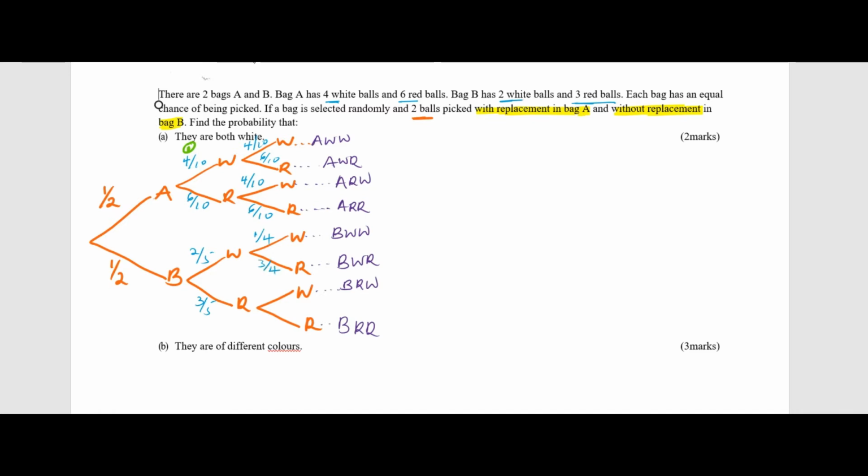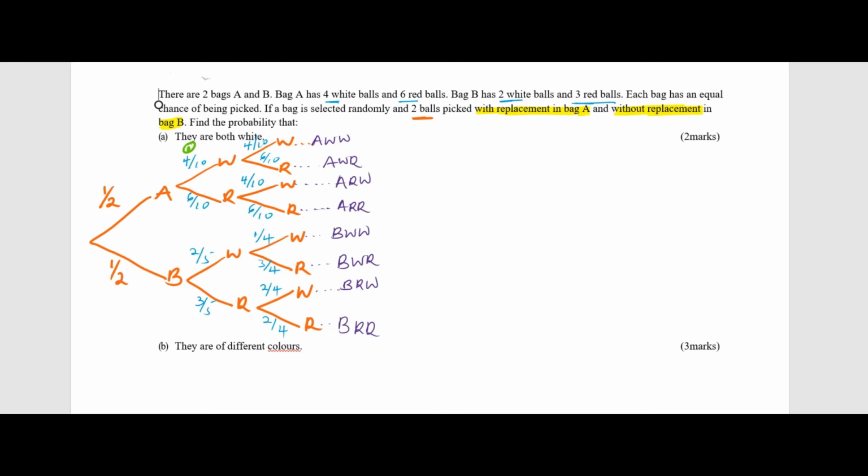In the second branch, you've picked red, so white will not be affected, but the total will be. So white will remain 2, but the total now is 4. When you pick red, the reds are 3, so 2 will remain, and the total will be 4. So that is what we mean by without replacement. Once you pick the ball, it is gone and it is not replaced. Having filled these, the next thing we're going to do is to go to the question.